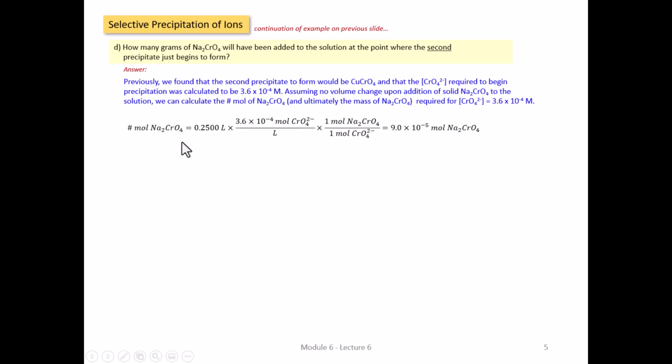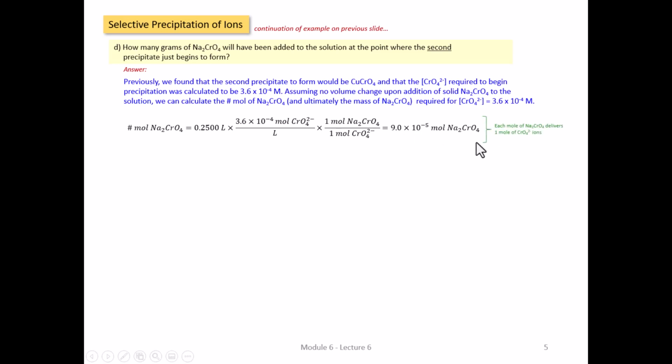The number of moles of sodium chromate we would need would be the volume of this whole solution times the concentration of chromate needed times recollection or realization that 1 mole of sodium chromate delivers 1 mole of chromate ion, and we'd find out we'd need 9 times 10 to the minus 4 moles of sodium chromate.